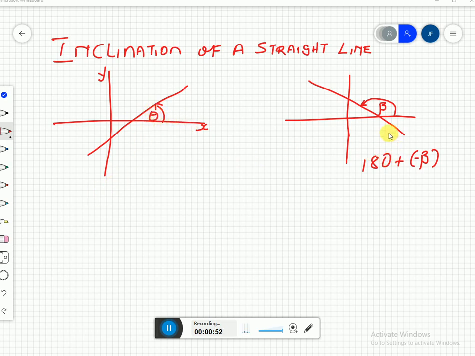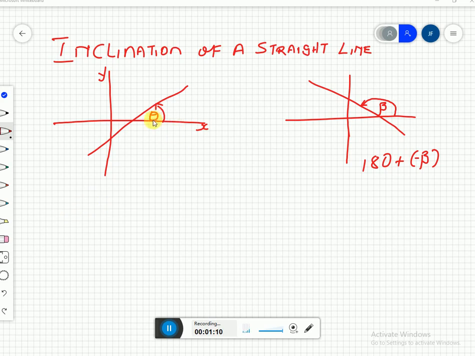Normally, when you find the inclination more than 90 degrees, you normally see it as negative. And immediately it is negative, please add 180 degrees so that it will become an acute angle.